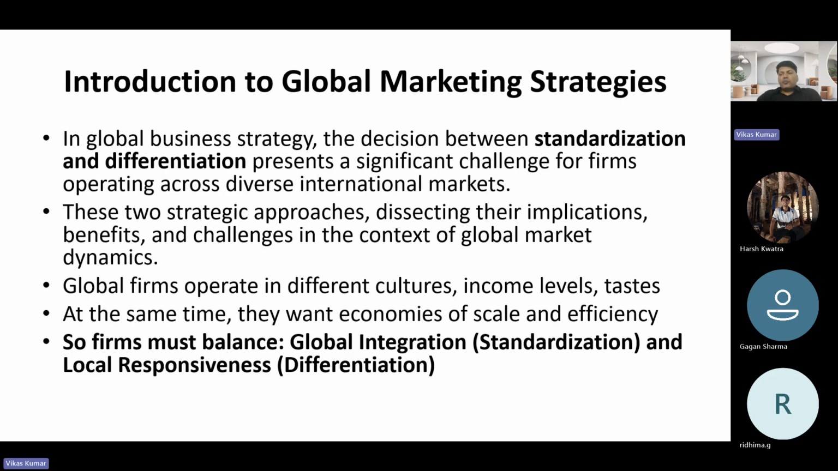Now let's take a 10 minute break, and then we will move on to our next topic, which is differentiation and global marketing strategy. If you remember, in the first unit we discussed global marketing strategy. These two techniques, standardization and differentiation, have again come up in the second unit. This is the last topic of today and the last topic of Unit 2. So let's take a 10 minute break. Right now it's 8:05. We will meet around 8:15, and then we will move ahead with our next topic.